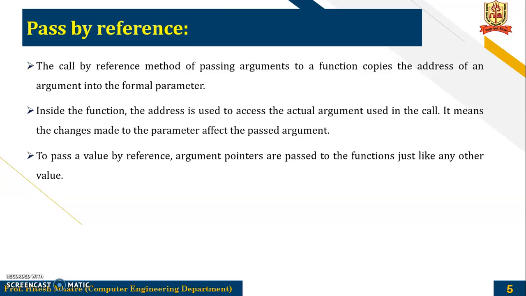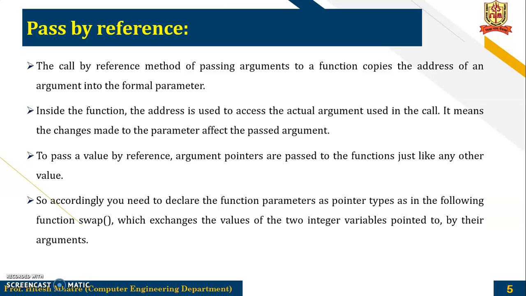To pass a value by reference, argument pointers are passed to the function just like any other value. So instead of directly the variables, I will be passing the pointers. Now in detail, we'll be studying about the pointers in our next unit. So accordingly, you need to declare the function parameters as a pointer type as in the following function swap.